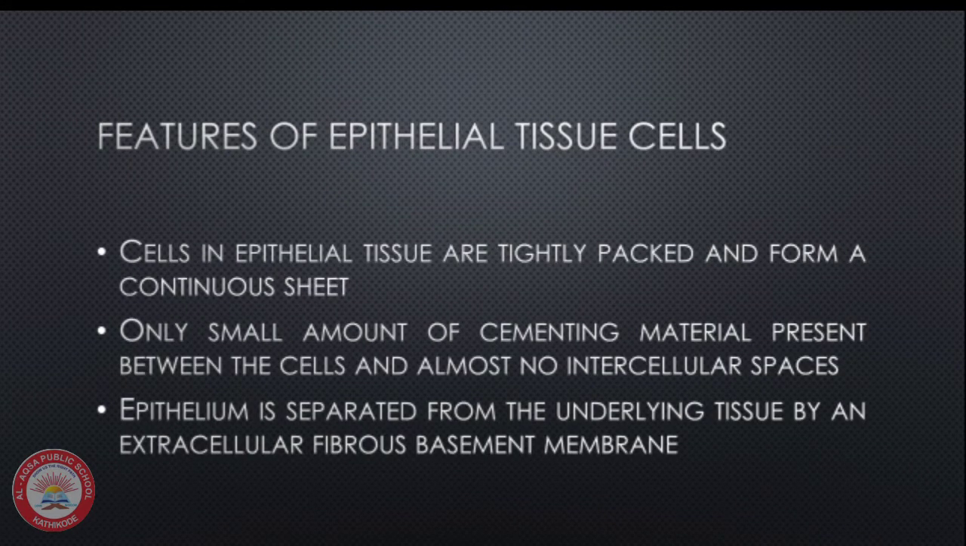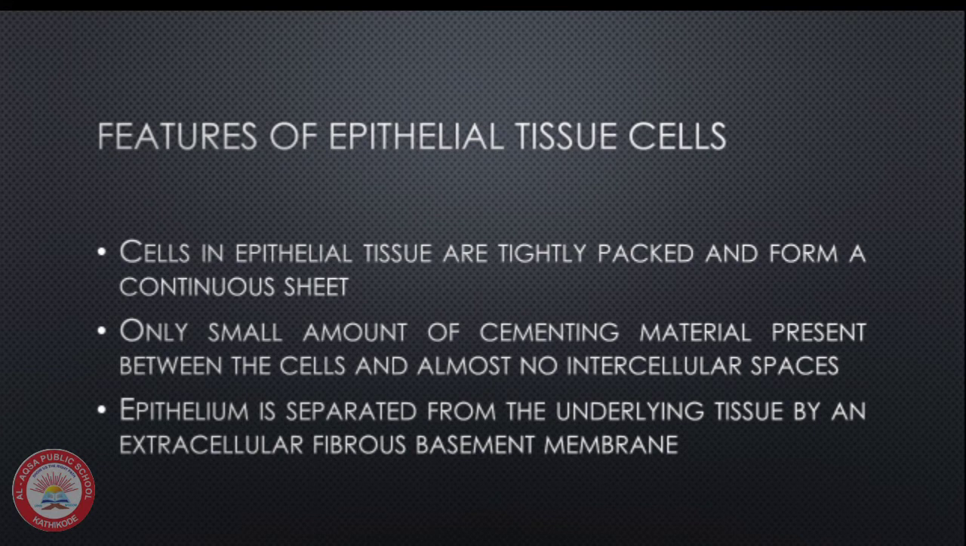What are the features of epithelial tissue cells? The cells in epithelial tissue are tightly packed and form a continuous sheet. Only a small amount of cementing material is present between the cells and there is no intercellular space. Cementing material helps in attaching the cells to one another. In epithelial tissue, only very small amount of cementing material is present between the cells.